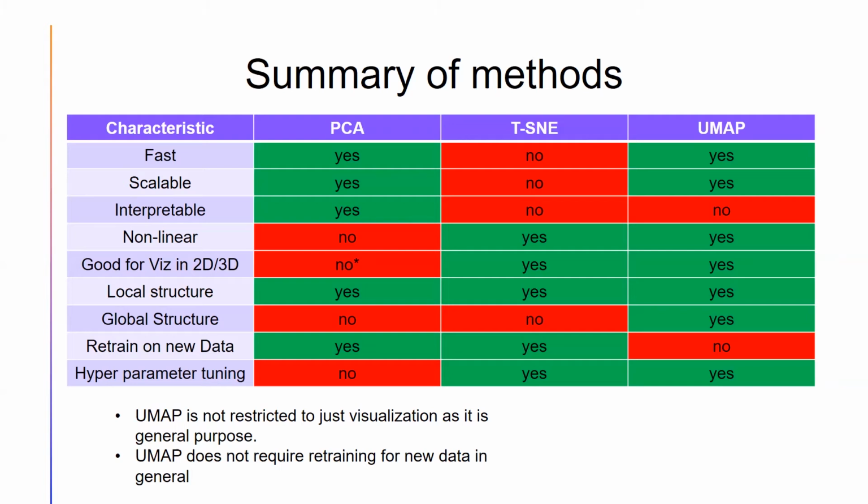UMAP, I'll show some examples later, is extremely fast. It's extremely scalable. The dimensions are not really interpretable, but if you did have to get interpretable dimensions, you'd probably try something like a PCA to begin with. It is really meant for nonlinear data. It's great for visualization, preserves both local and global structure. You don't need to retrain because of how the projection works.